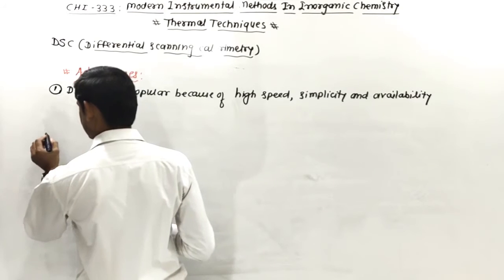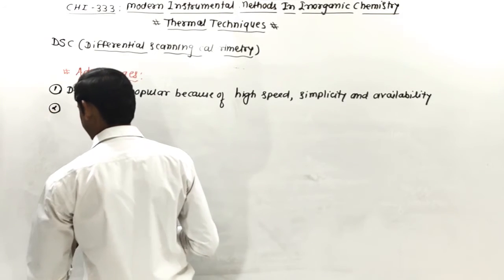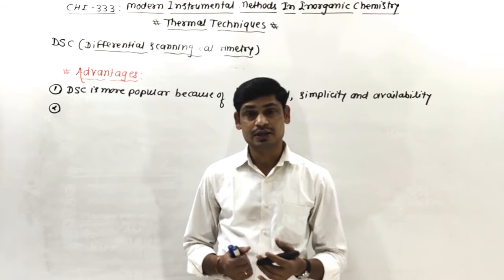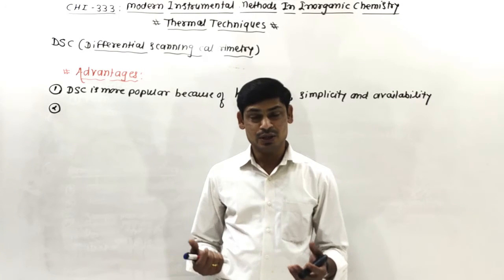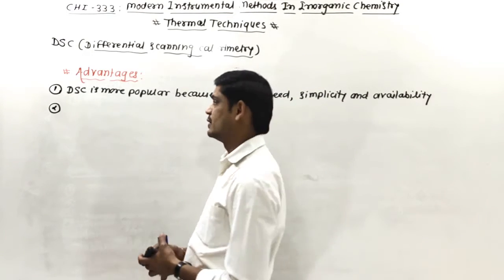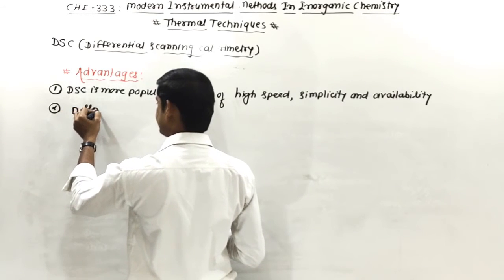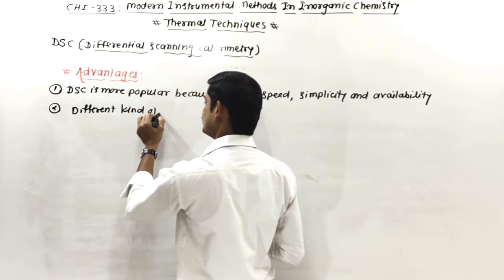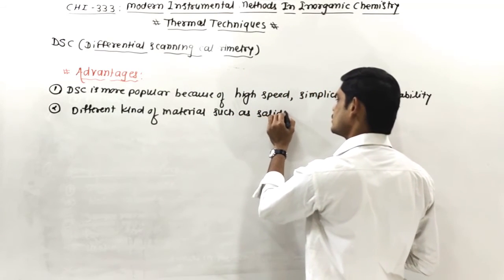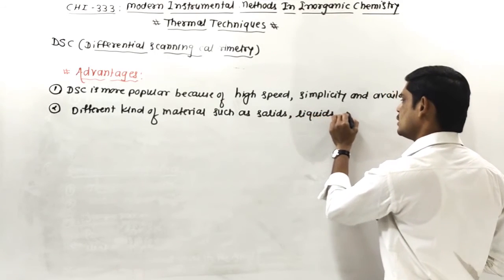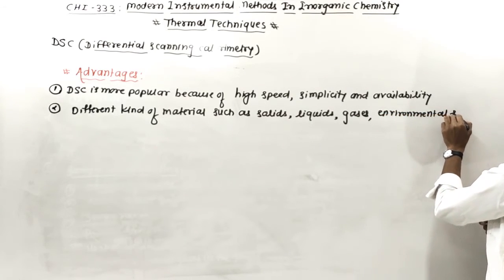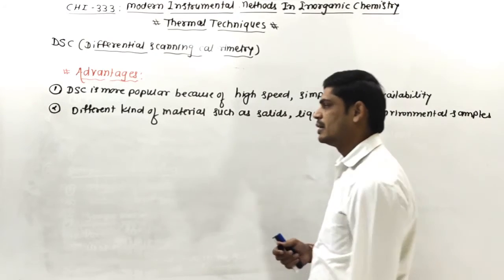Secondly, different kinds of samples can be analyzed by DSC, such as solid, liquid, gases, thin films, and environmental materials, for example, nitrogen, oxygen, sulfur oxides, etc. So, different kinds of materials such as solids, liquids, gases, environmental samples can be analyzed.